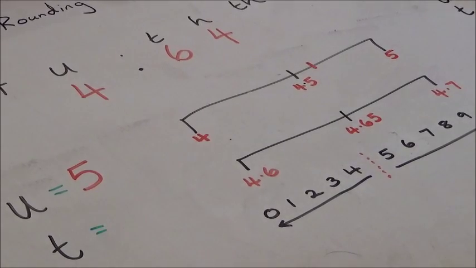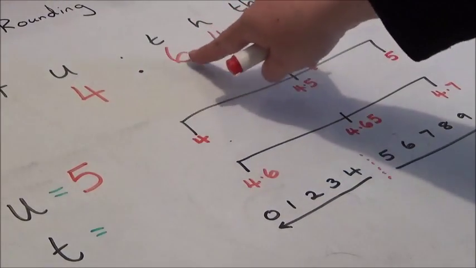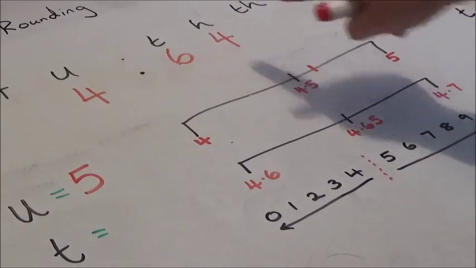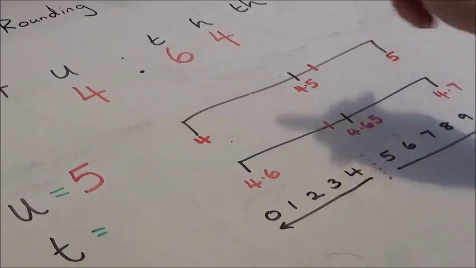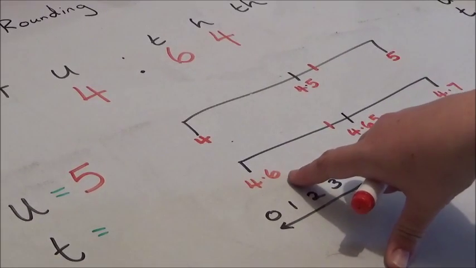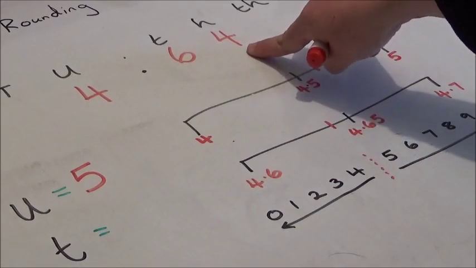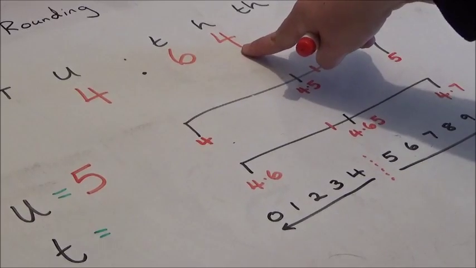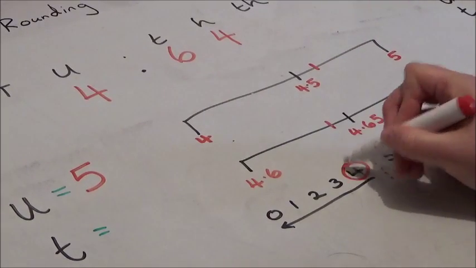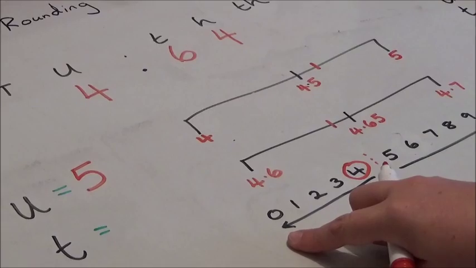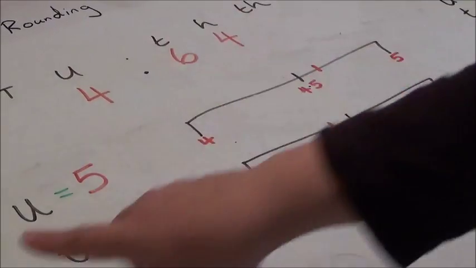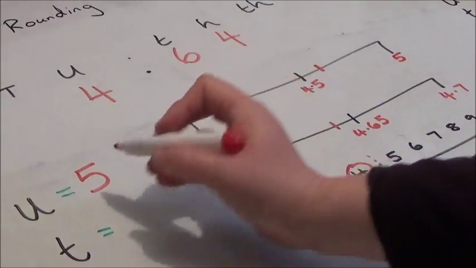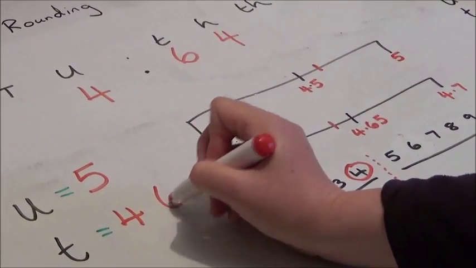So we look at our number and we've got 4.64. So we can tell on a number line that the number is going to be about here. It's closest to 4.6. But again, we look at our rule. We've got 4 hundredths here, so we need to round down to our nearest tenth. So 4.6 to the nearest tenth is the same as 4.6.